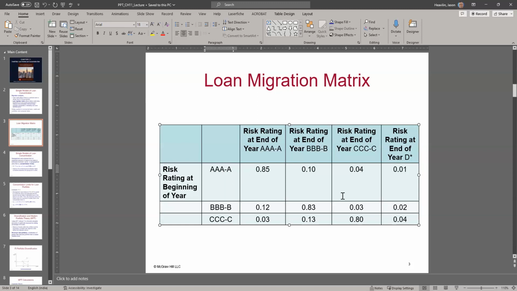And the rest is read the same. From triple B going up is about a 12% chance, but triple B going down to B is about a 3% chance, and about 0.83 or 83% of staying within the same range. Notice that they all add up to 1. This is probability. It's called exhaustive. 85 plus 10, 95, 99, 100. Same thing here. They all have to add up to 1 because probability goes from 0% to 100%.